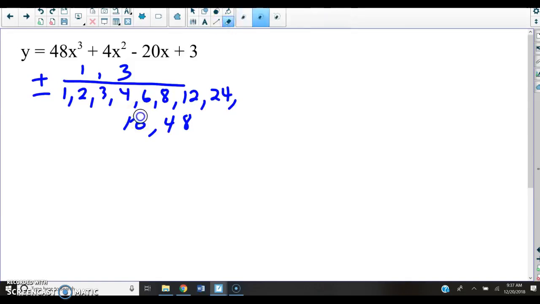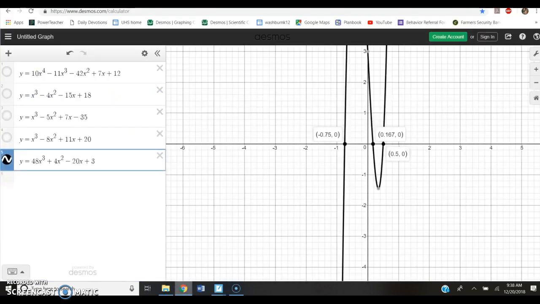Okay, so this example, I was running out of time on the video. This example was with a big lead coefficient and small constant. So when I went to Desmos to graph this, I got these teeny tiny numbers, but we're going to try them.